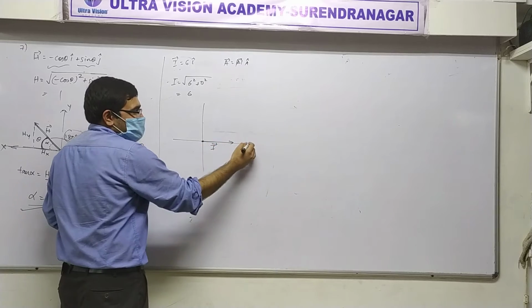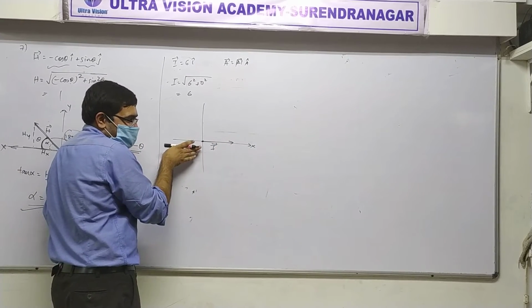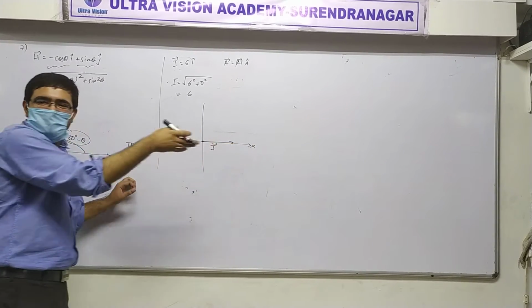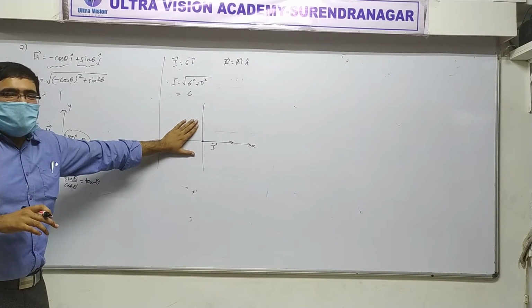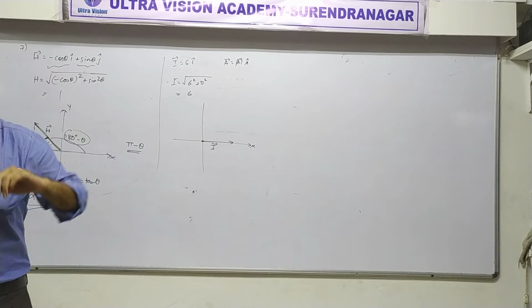How will you know? This is in which direction? Positive. Direction of positive. So how much is the angle between this direction and this direction? 0. Correct or not? Good job. Well done. Is it fine? No confusion? Okay. Then next one.